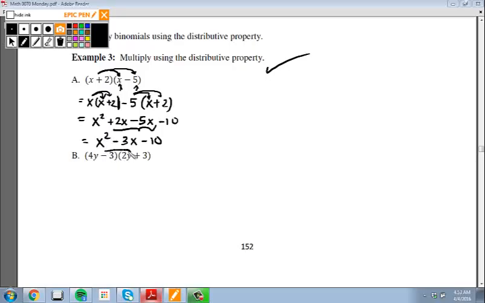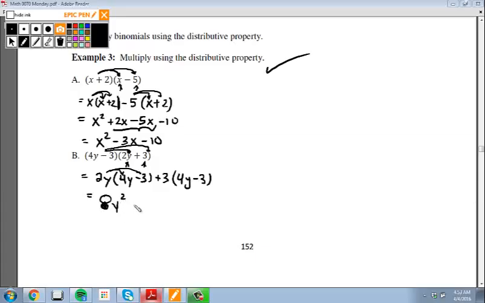The same thing in B. I'm going to distribute this 4y minus 3. So I have 2y times 4y minus 3. That's right here. Then I'm going to write down the plus 3. And then the 4y minus 3 again. Then distribute the 2y. So I have 2y times 4y is 8y squared.